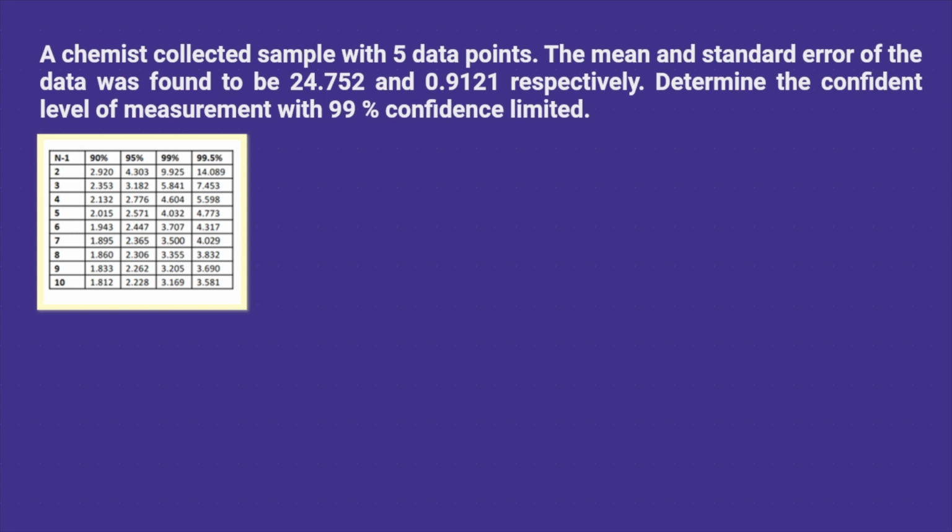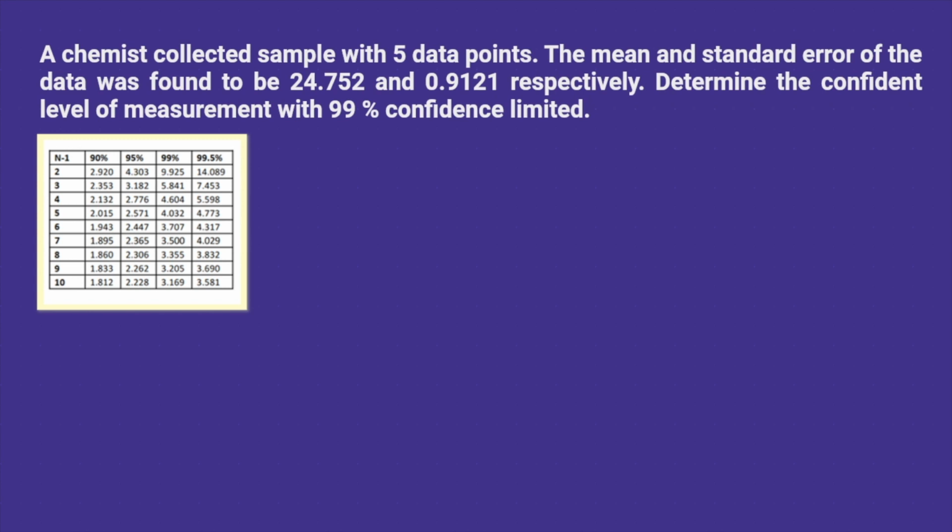A chemist collected samples with 5 data points. The mean and the standard error for the data were found to be 24.752 and 0.9121 respectively. Determine the confidence level of the measurement with a 99% confidence limit.